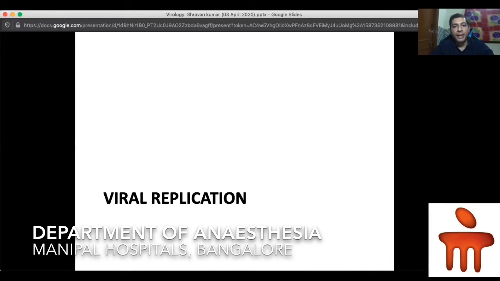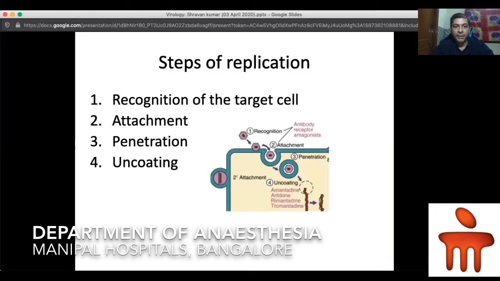Now, finally, heading into viral replication, there are totally 5 steps in the viral replication. The first step for any virus to enter would be the recognition of the target cells. If it's an enveloped virus, it has those glycoproteins which are used for attachment to the target cells. The second stage would be the attachment of the virus. And the third stage would be the penetration within the cell.